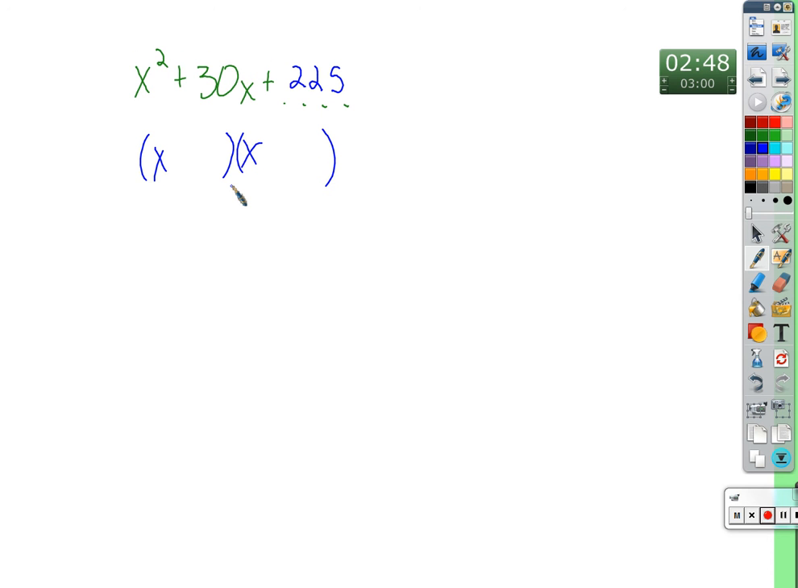How'd we come up with that? 15. How'd you come up with 15? Because 15 is half of 30, and 15 plus 15 is 30. It's 15x plus 15x, because that's what we get when we multiply this out. We know we want them to be identical. Why do we want them to be identical? So we can write them like this, so that it can be part of some equation, and then we can use that to solve the equation by taking the square root of both sides.